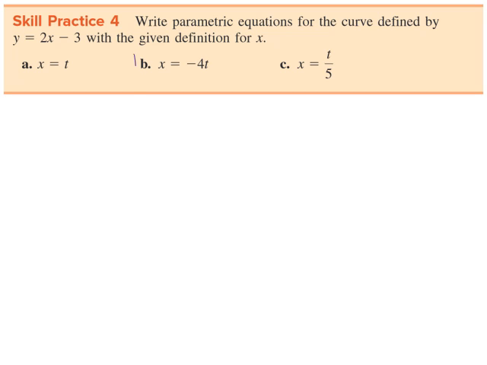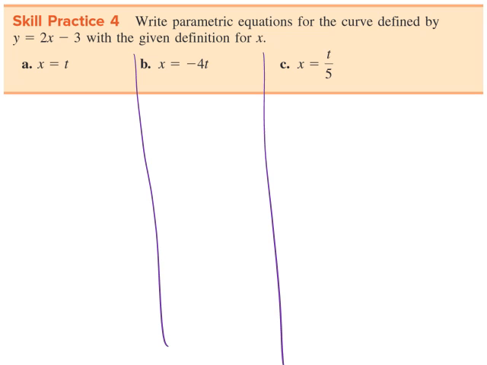Go ahead and try this on your own, but the values for x are given to you. Okay, so in part A, x is equal to t, so I'm going to plug this in here. So that means y is equal to 2t minus 3. Done. But as soon as we have something a little more exciting than just t, more simplifying is involved.